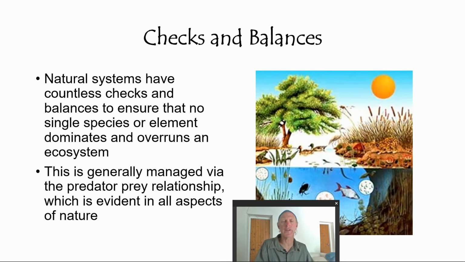And we see this in nature. Natural systems have countless checks and balances to ensure that no single species or holon or element dominates and overruns an ecosystem. This is generally managed by what we term the predator-prey relationship, and it's evident in all aspects of nature. We see it in the way that different populations in the natural order control each other by virtue of predation. It creates this dynamic balance where everything has the opportunity to thrive, but no single aspect has the opportunity to completely override.